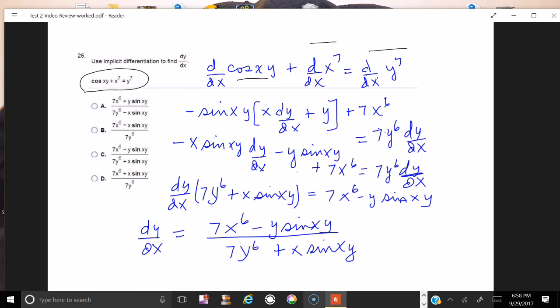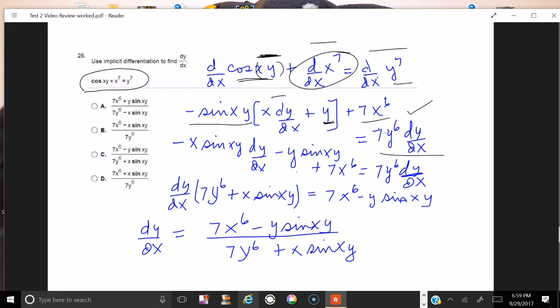So we get the derivative of cosine of xy is minus sine of xy, but because this is not simply x but xy, we have to take d/dx of xy, which is x dy/dx, plus y d/dx of x, which is y, times 1, plus the derivative of x to the 7th is 7x to the 6th, and that equals d/dx of y to the 7th, which is 7y to the 6th dy/dx.